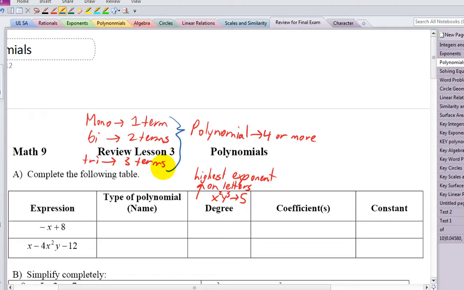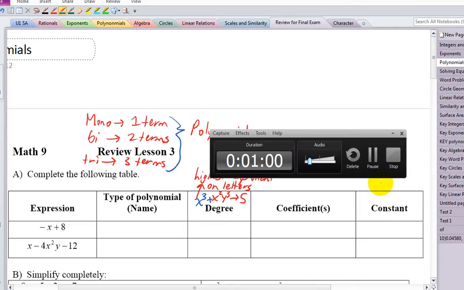For the degree, you use the highest exponent of the letters. So if we have x squared y cubed, we add them up for a 5. But if we have x cubed plus that, you don't add the 3 at all. Those are separate terms, so you only add within terms. Okay, please complete this chart. Go as best you can.